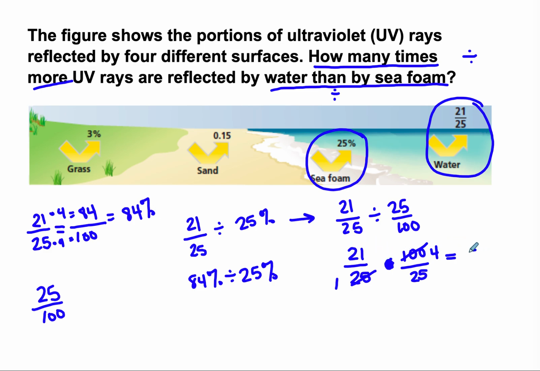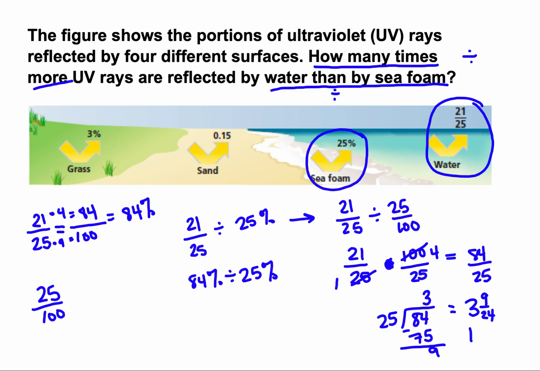21 times 4 is 84. 1 times 25 is 25. So I have 84 25ths. I do need to make that into a mixed number. So 84 divided by 25. 25 goes into 84 3 times. And 3 times 25 is 75. 84 minus 75 is 9. So I would have 3 and 9 25ths.